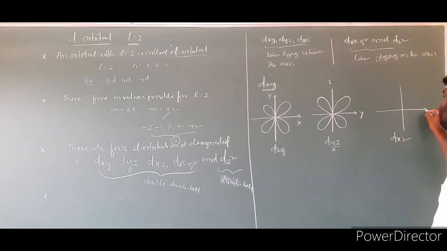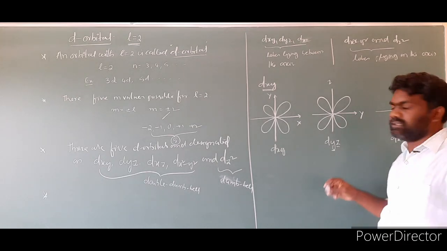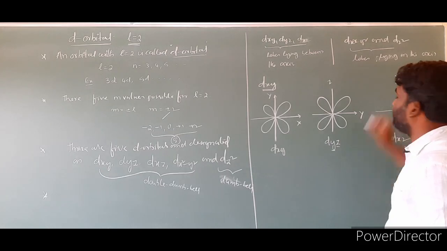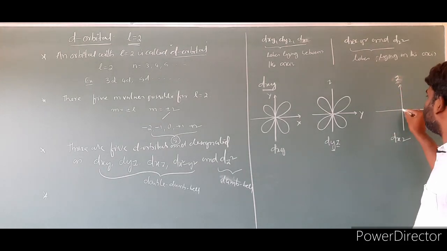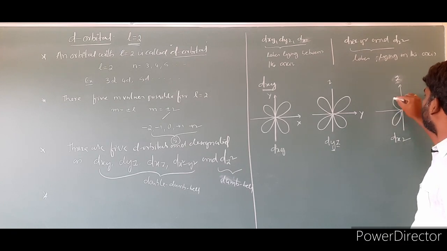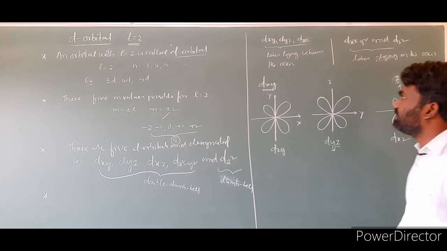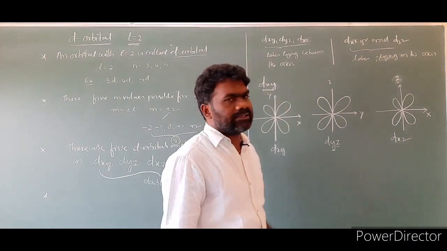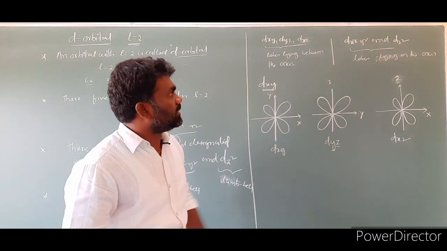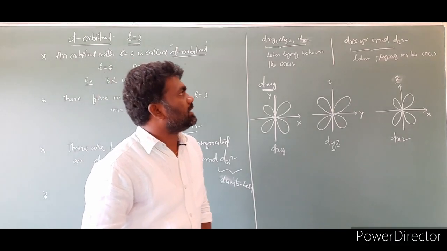xz. That means this axis we take as the x axis, this one we take as the y axis. Sorry, this is the z axis. xz. Then what is the shape? We can write it like this. So these are the dxy, dyz, and dxz orbital shapes. Next, the remaining ones we have are the dx square minus y square and dz square orbitals.